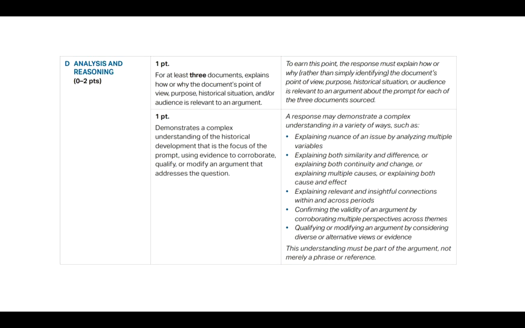Analysis and reasoning. You need to HIPP 3 documents. Every teacher has a different way of teaching it, but you need to talk about the historical context, the audience, the historical significance, the view, the purpose. I like to think of the bias. What is the bias? What is the purpose? Okay, do that for 3 documents. Do it for 4 if you can. But again, you're on a time constraint.